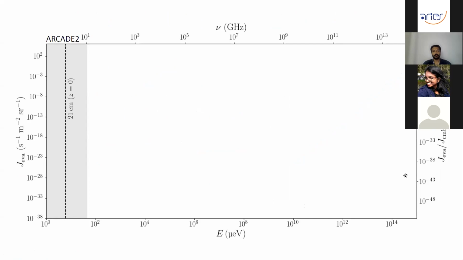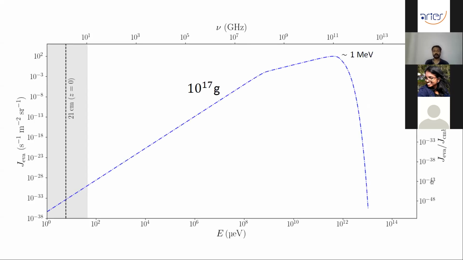Also on the secondary y-axis, there is a comparison with the specific intensity of the CMB at a typical radio photon frequency, and clearly you can see that the numbers are too small. So the curve that I'm showing is the specific intensity for the black hole of mass 10^17 gram, for which I had mentioned that the peak is approximately at 1 MeV, and the values that we are interested in are in this region, where the specific intensity in SI units is about 10^-33.